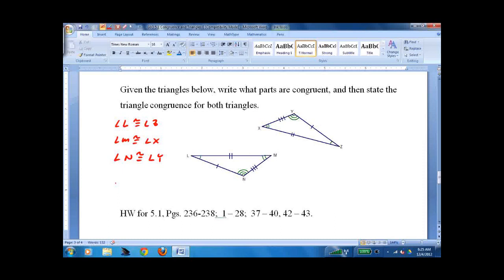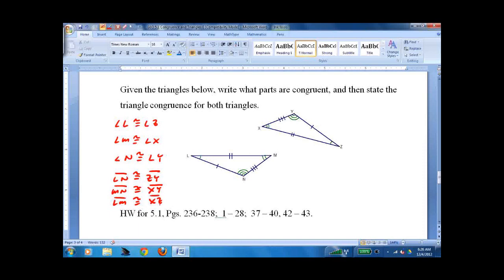While I'm at it, LN, that's an angle N, is congruent to ZY. MN is congruent to XY, and LM is congruent to XZ.